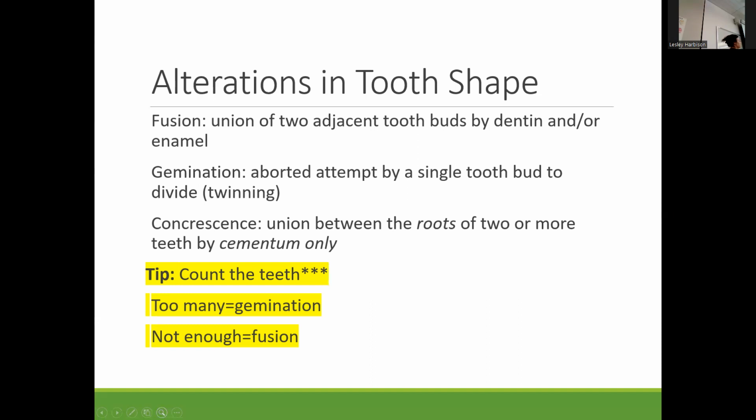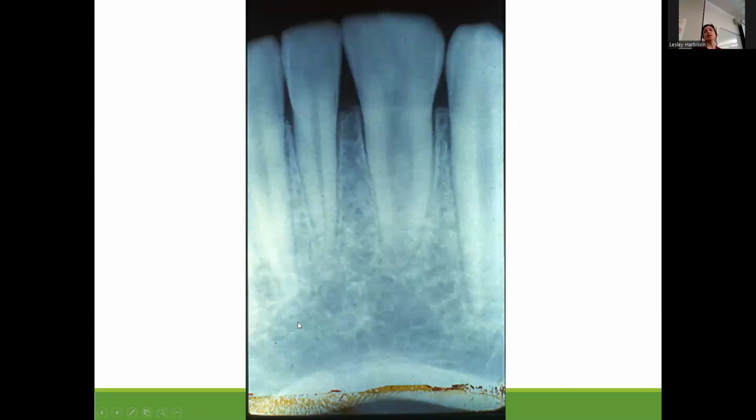It's common that was made about the roots and the crown. It makes it seem like a tree. Yeah, let me get to a picture and then I'll point it out, because that might help. So here's a picture of fusion, and you can almost make out where the tooth should have naturally been separated into two, but it came together.